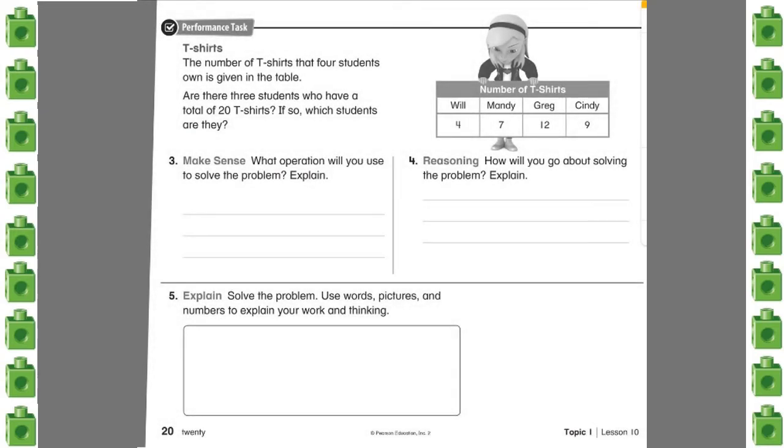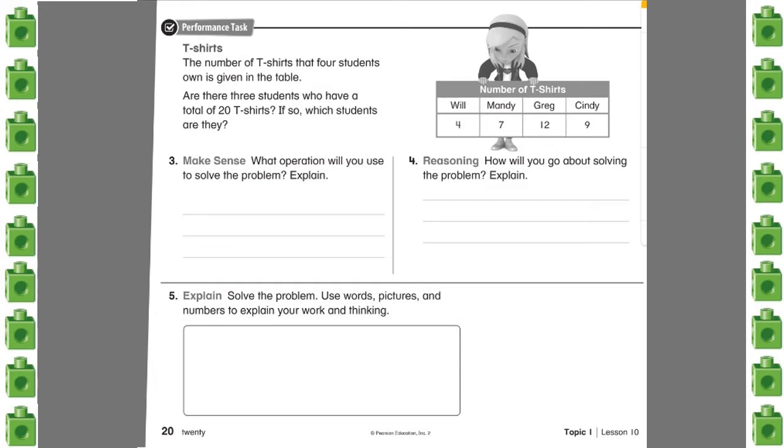Now, this is the side that gave people some problems. Let's see. T-shirts. The number of T-shirts that 4 students own is given in the table. That's what you see there on the right that the girl is holding. Are there 3 students who have a total of 20 T-shirts? If so, which students are they? Ooh, 2 very big questions.